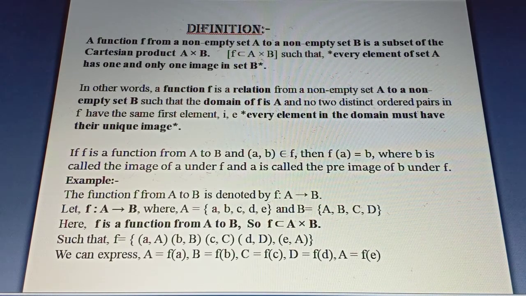So in a function, the elements of the domain must have their unique image, and f must be a subset of the Cartesian product of two sets. So students, I hope all of you understood this concept.